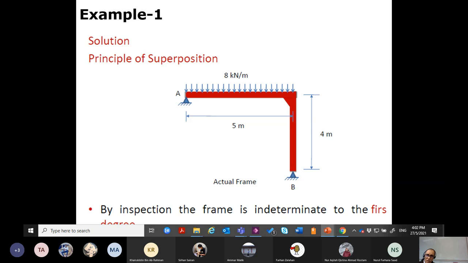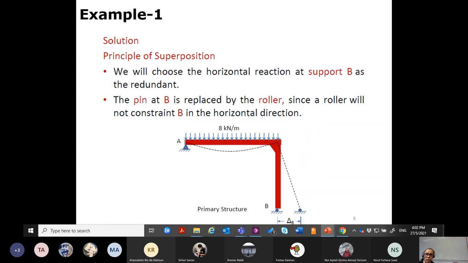For example, instead of a pin, we put a roller support over here. So the horizontal reaction we consider as redundant, right? As we have placed this roller support, this can move left or right, because this column can move. And we are looking at this dashed line as the deflected shape.